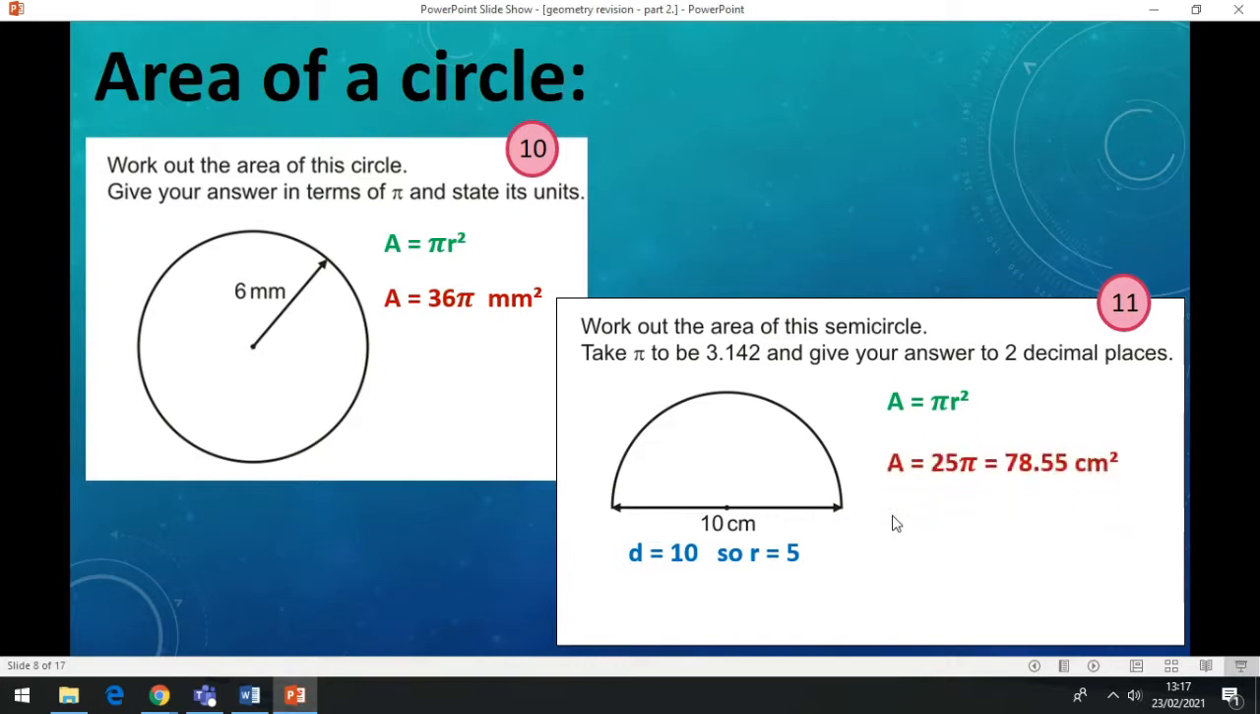So we'll substitute our values in to get 5 squared is 25. 25 pi will give us 78.55 centimetres squared. Now we're not quite finished here because we've just found out the area of the circle, but we want to know the area of the semicircle, so yes, we need to divide it by 2 and we would get 39.28 centimetres squared. Again, super job if you got those right.